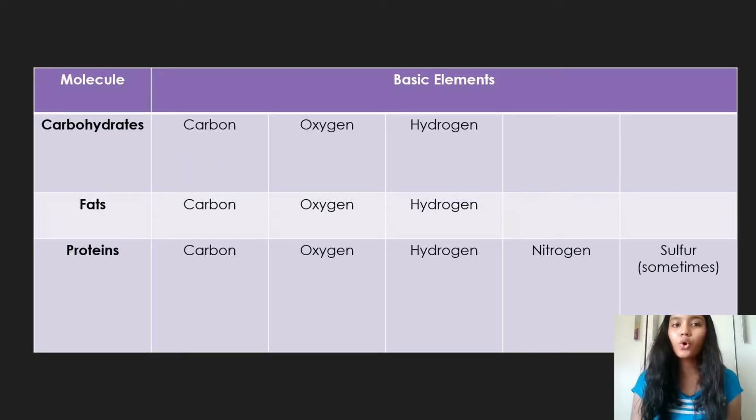Then you have fats, which also comprise carbon, oxygen, and hydrogen. And then you have proteins, which have carbon, oxygen, hydrogen, nitrogen, and sometimes sulfur or phosphorus. It's not a question that I've never really seen in many papers. Usually it's these four, but it's always good to know that sulfur and phosphorus also sometimes make up proteins. So you memorize this table and your initial concept of biomolecules is clear.